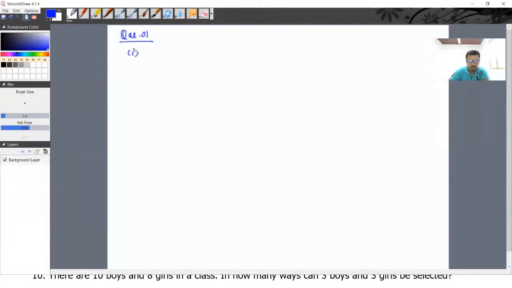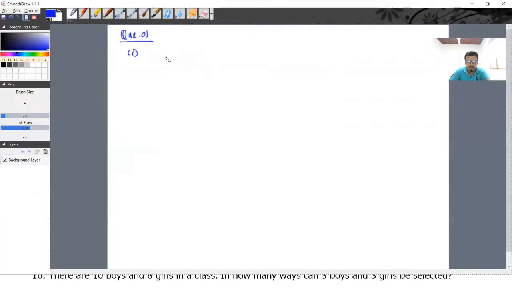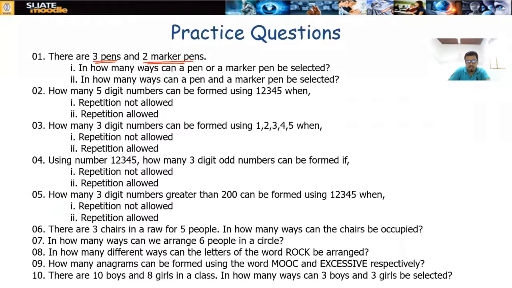Part 1. What it says? There are 3 pens and 2 marker pens. In how many ways can a pen or a marker pen be selected?